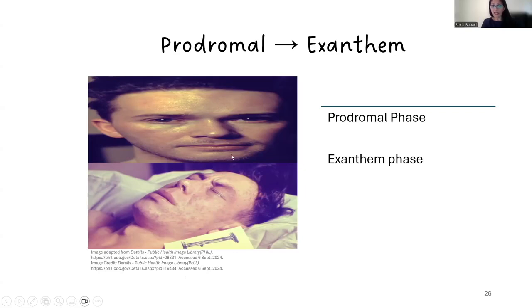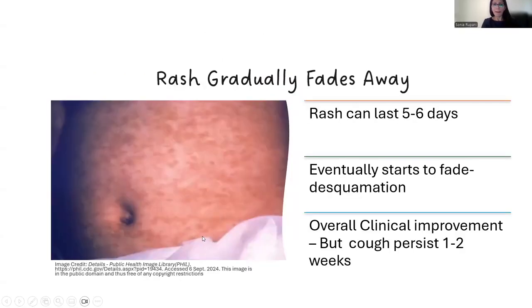Here the same person has this maculopapular rash and looks like he's not comfortable, because when they have the rash, they have very high fevers. During that transition from the prodromal to the exanthem phase, symptoms peak at around 2 to 4 days, with very high fever and that rash. So I just wanted to show that rash on an adult as well.